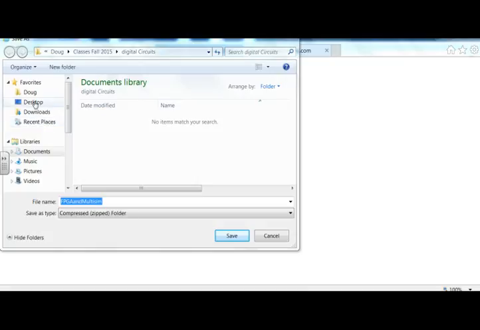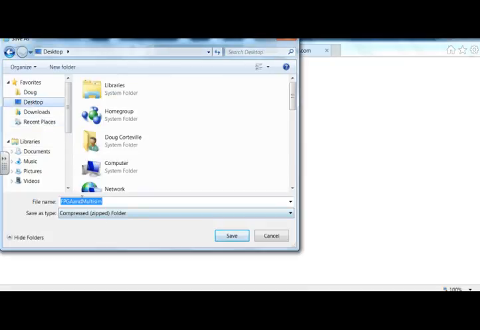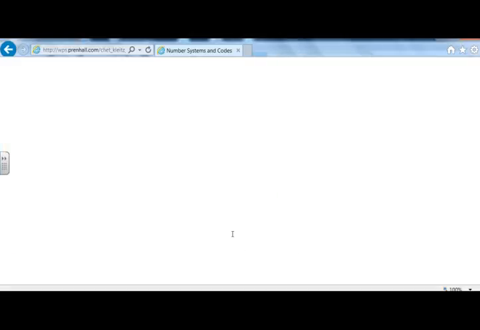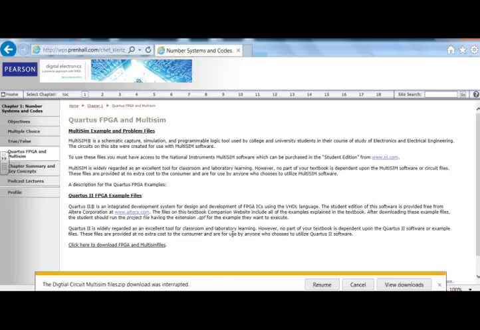Okay, let's put it on the desktop. And we'll just name it digital circuits Multisim files. All right, there we go. Oh, there we go. We're done? Oh, but I interrupted the download when I hit the off button. Resume. Oh, cool.